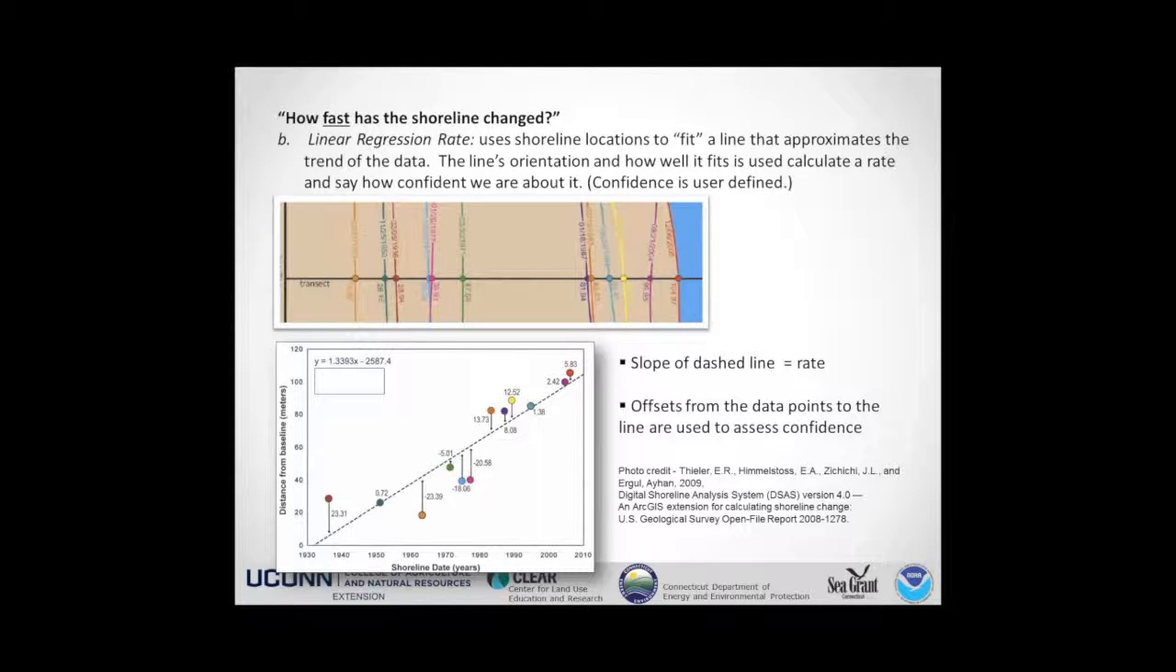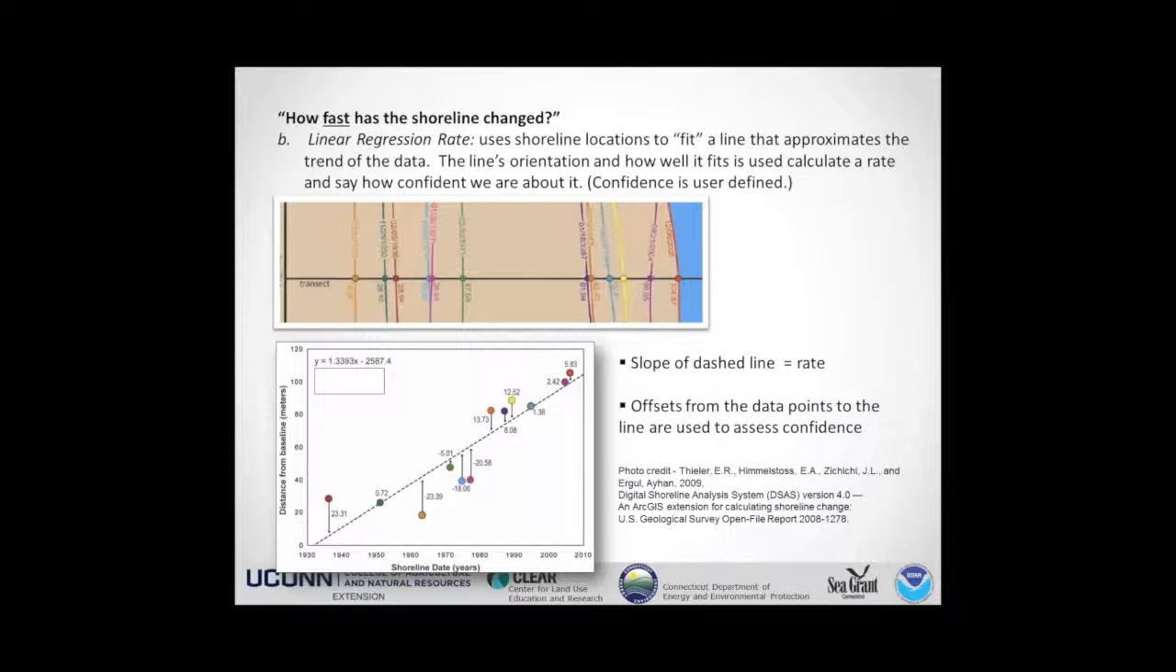In addition, I guess, we can also look at a second way to look at rate, and that's by using a linear regression analysis. And in this situation, what we're using is a system that DSAS will take and try to fit the best possible line to the trend of the data that we have at that location. And that line's orientation and how well it fits with some of the data lets us also say something about how confident we are. And in this case, we, the users, get to say how accurate or confident we are in that information.